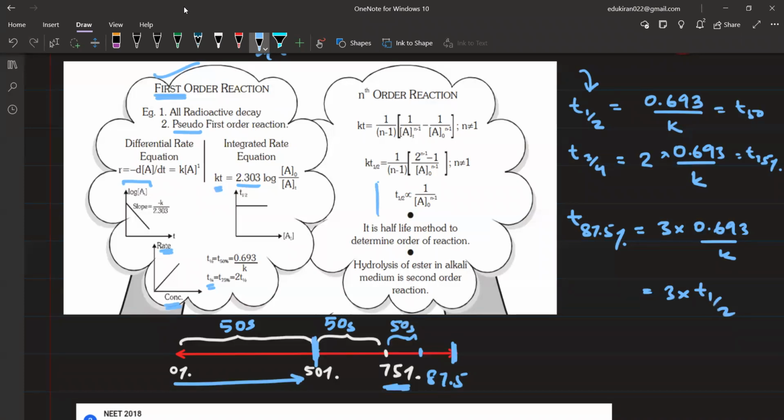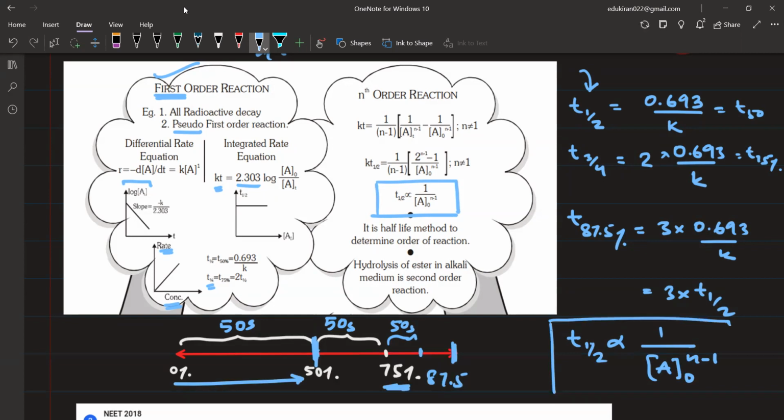And in general, this equation is important. The above ones are not very important; questions never come from them. It's very high level. T half is proportional to 1 upon A naught to the power n minus 1. This is important, questions can come from this. This is for a general nth order reaction. If the order of reaction is n, let us suppose.